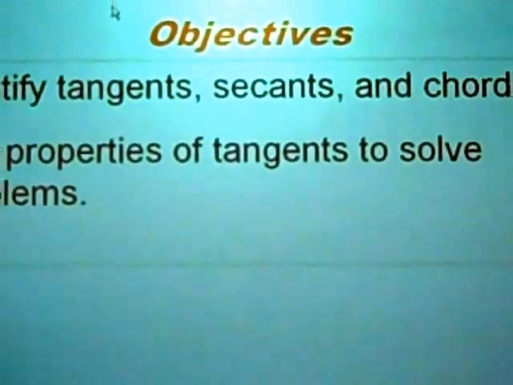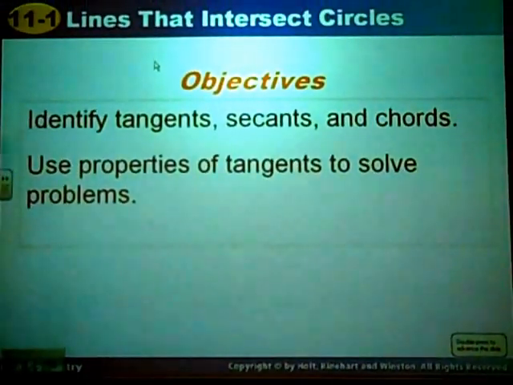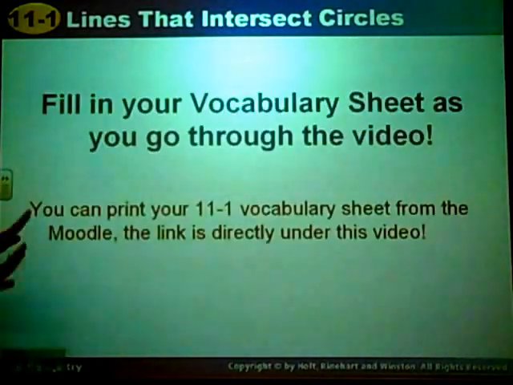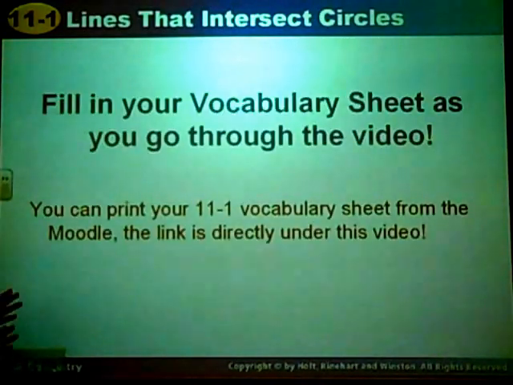So today, lesson 11.1, we're going to look at the parts of a circle and the lines that intersect them. So we're going to identify tangents, secants, and chords, and then we're going to use the properties of these tangents and radii to solve different problems. Okay? Make sure you got the vocab sheet.